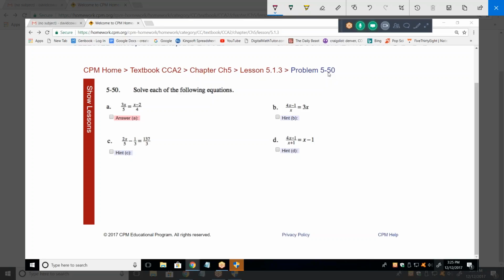Get rid of denominators. Always remember that. When you're solving equations, get rid of denominators, get rid of parentheses, get rid of anything being squared. I want to get rid of this x plus 1 that's in a denominator.